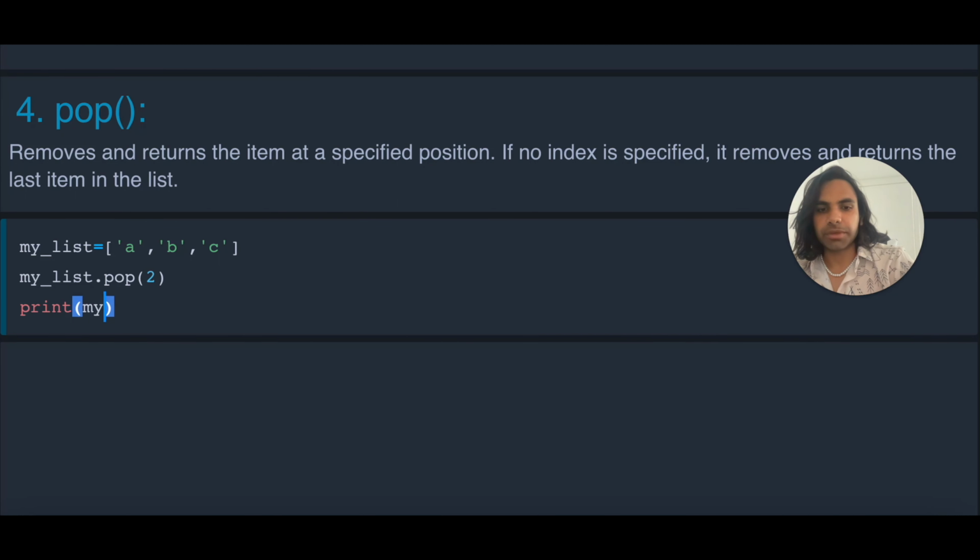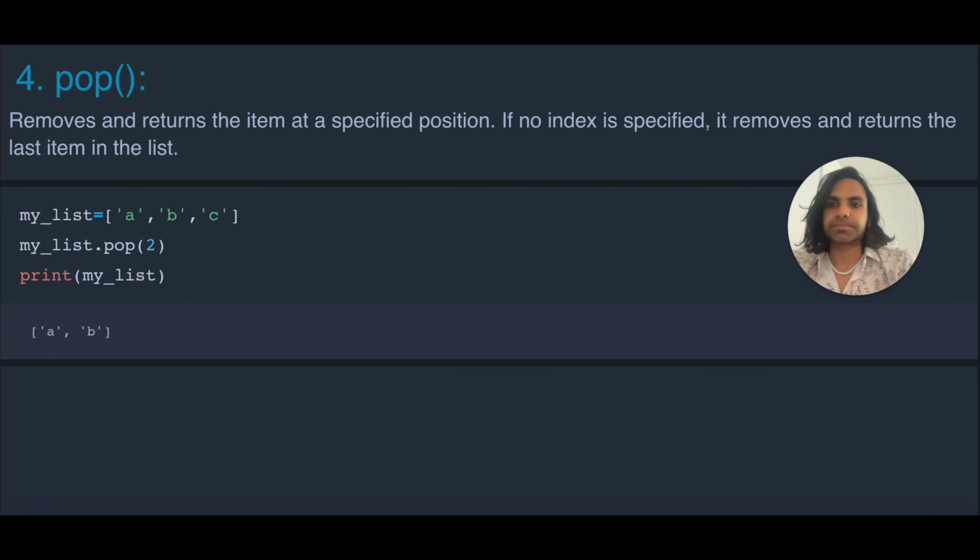I'm just going to say print my list. Now you can see that the element at the index 2 has been removed. This is how simple it is to pop an element based on the specified position. So pop has another function. If nothing is specified in the index, it's going to remove the last element in the list.